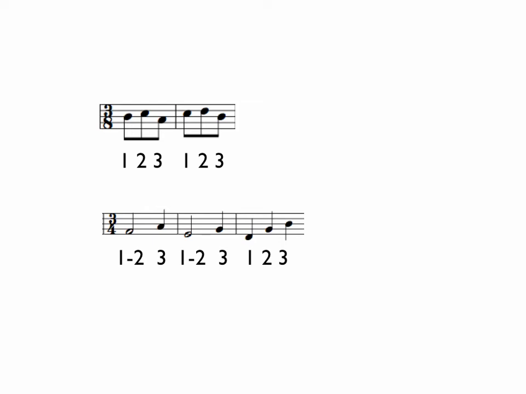Now that might sound like I did it exactly the same as the 3-4 measures, but notice carefully, the eighth note beats last only half as long as the quarter note beats. So if we were playing a passage in 3-8 and suddenly the time signature changed to 3-4, here's what would happen. We would count 1, 2, 3, 1, 2, 3, 1, 2, 3, 1, 2, 3. The beats in 3-4 last twice as long as the beats in 3-8 because quarter notes are twice as long as eighth notes.